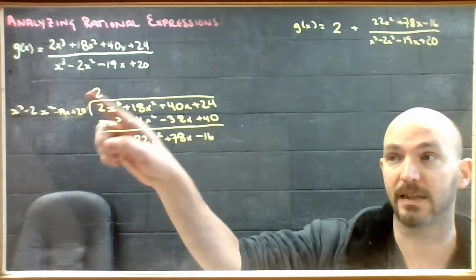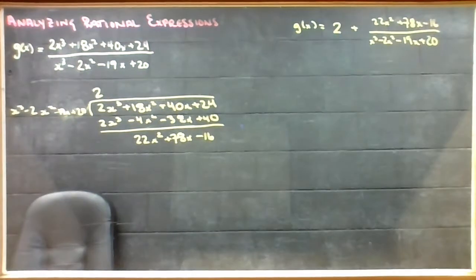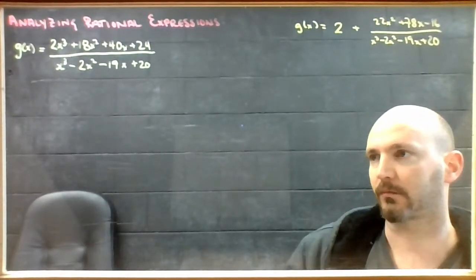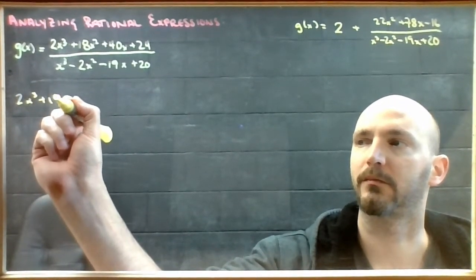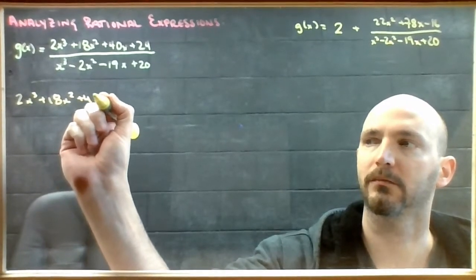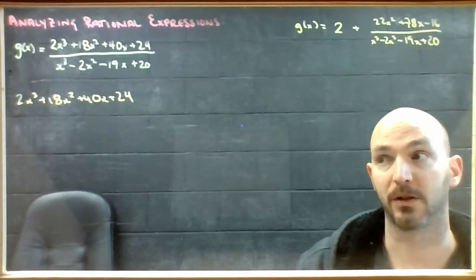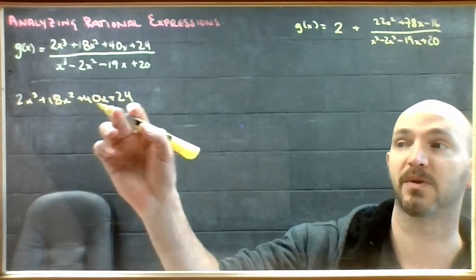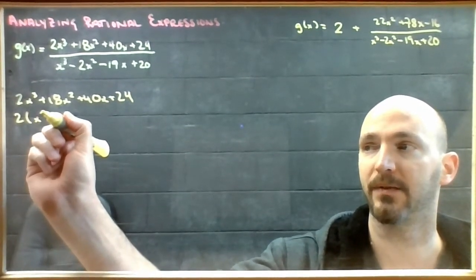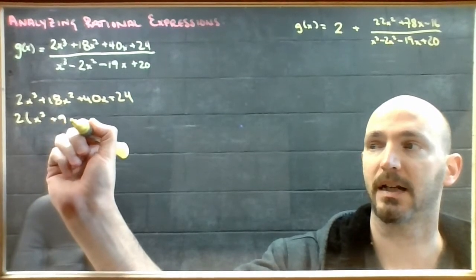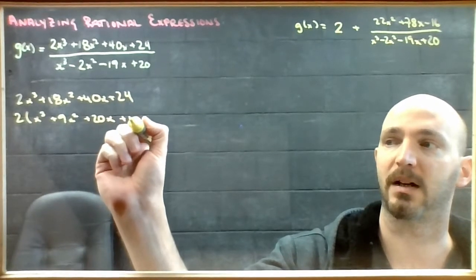So I'm going to clean this off, and then we'll have to factor both the top and the bottom. Alright, the first thing I'm going to notice about the numerator is that all of these numbers divide by 2. So I'm going to pull that out, leaving an x cubed, a 9x squared, a 20x, and a 12.